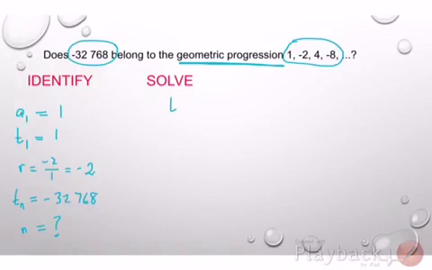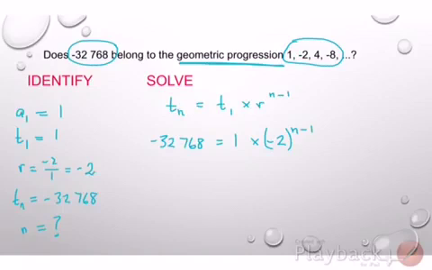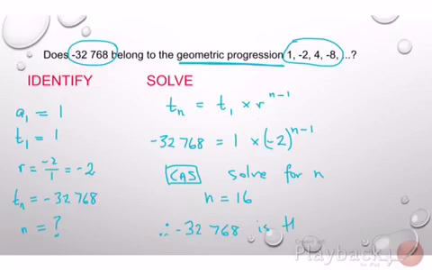So I'm going to use my general equation. Tn is equal to T1, or An is equal to A1 times r to the power of n minus 1. Plug in what I know. Negative 32,768 is equal to 1 times my r, which is negative 2, all to the power of n minus 1. Now n minus 1 is what I'm trying to find, so it's a power that we're trying to find, so at this point you could use your CAS and solve for n. You should all know how to do that at this point, and n is equal to 16, so therefore negative 32,768 is the 16th term.